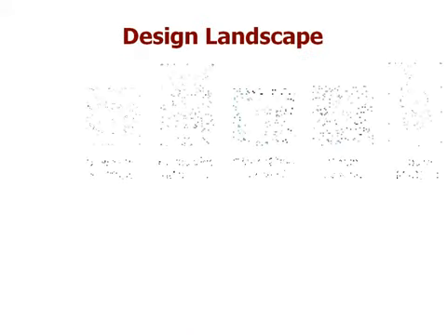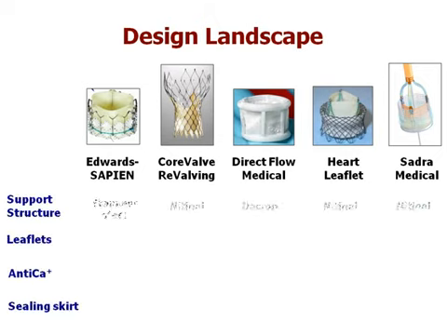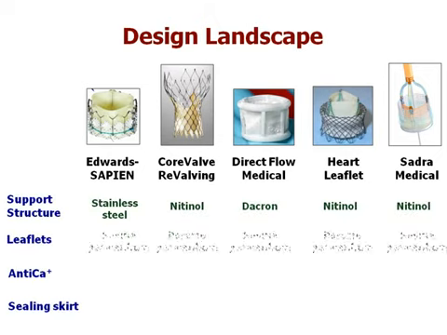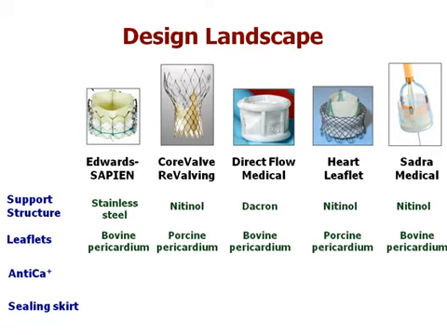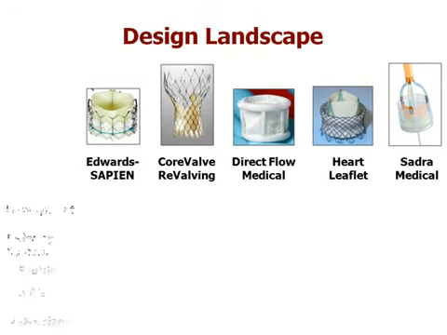Now, if we look at the design landscape for a moment, with the Edwards, the CoreValve, the Direct Flow, the HeartLeaflet, and the Sadra, we notice that the support structure can be stainless steel, nitinol, or Dacron. The leaflets, bovine or porcine pericardium. The Edwards Sapien has anti-calcification treatment, as does the Direct Flow. And the sealing skirts are all different: polyethylene terephthalate, porcine pericardium, polyester, braided polyester, and polyurethane.